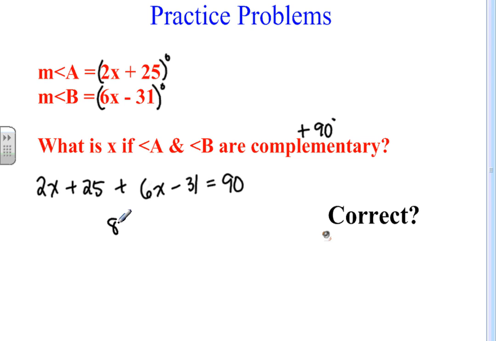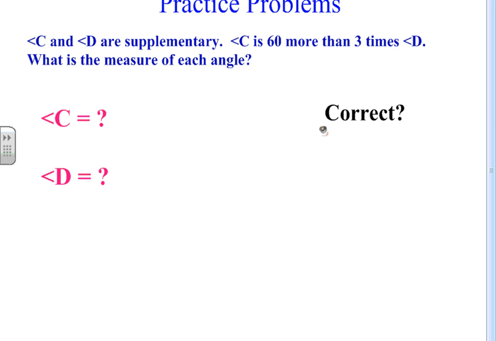So that gives me 8x minus 6 equals 90. So 8x equals 96. I'm adding 6 to both sides. So x must be 12. So I think I'm right. And let's give ourselves a round of applause here. Oh, correctamundo. Let's try another one.